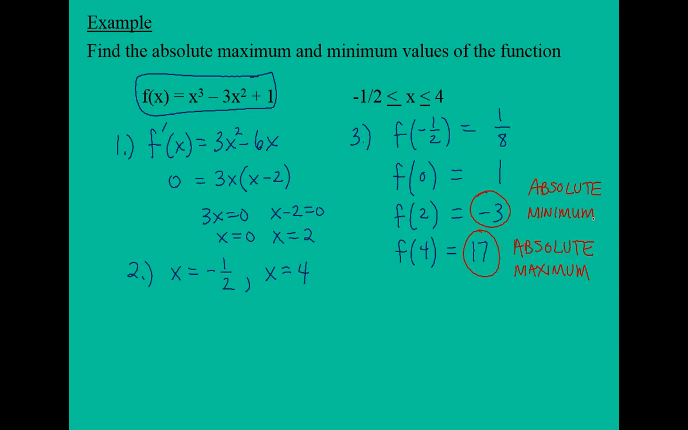We find our critical numbers by setting the derivative equal to 0, and we also look to see where the derivative is undefined or does not exist. In this particular case, we can see the derivative is never undefined, so we didn't get a critical number from that. Second, we looked at our endpoints. And then third, we plug those values, our critical numbers and our endpoints, into our function, and then just look for the biggest number, which gives us our absolute maximum, and the smallest number gives us our absolute minimum value.